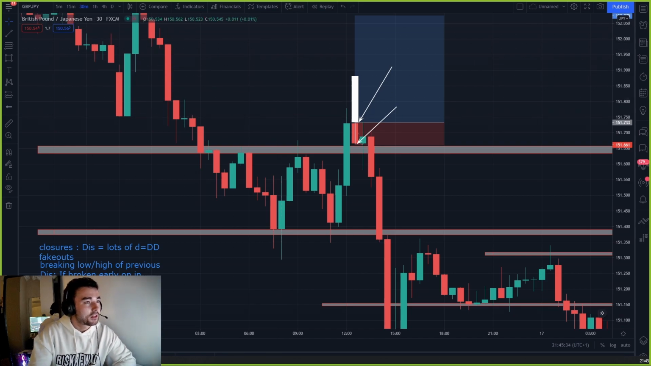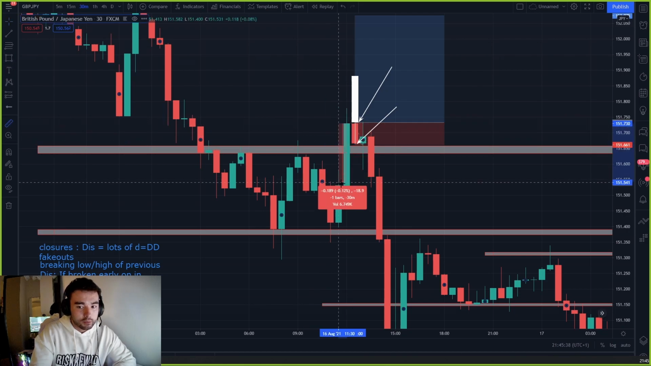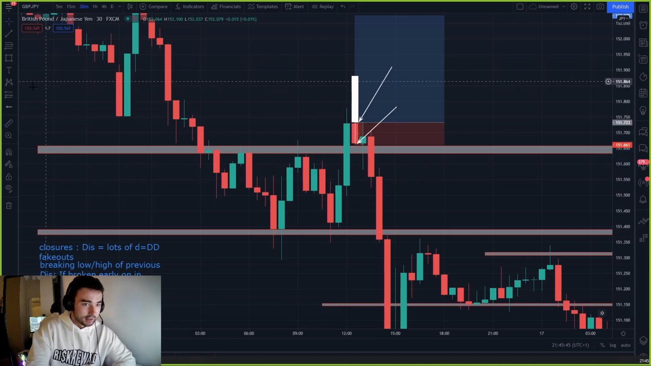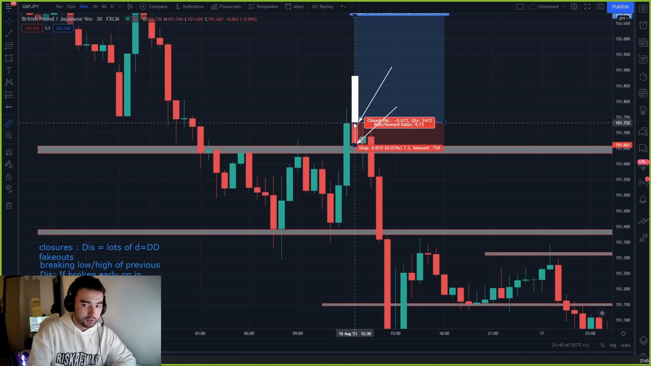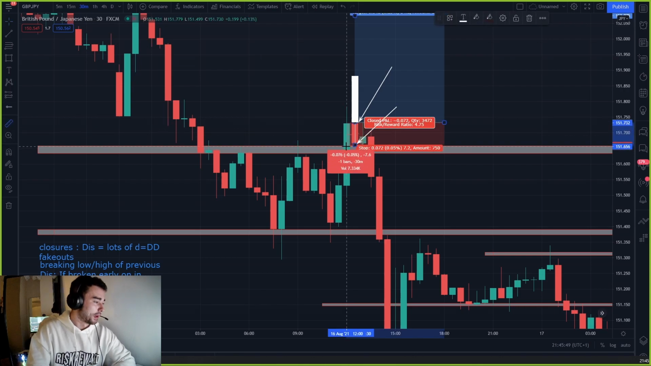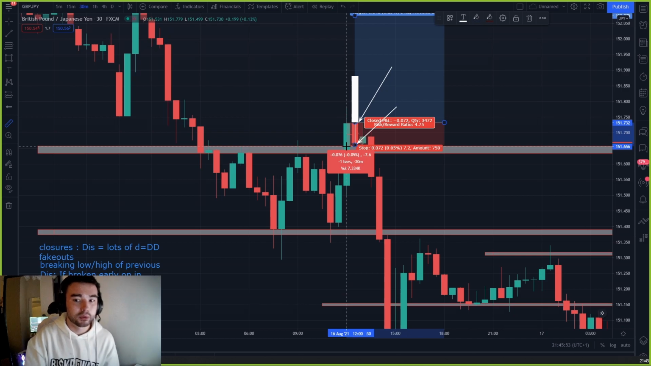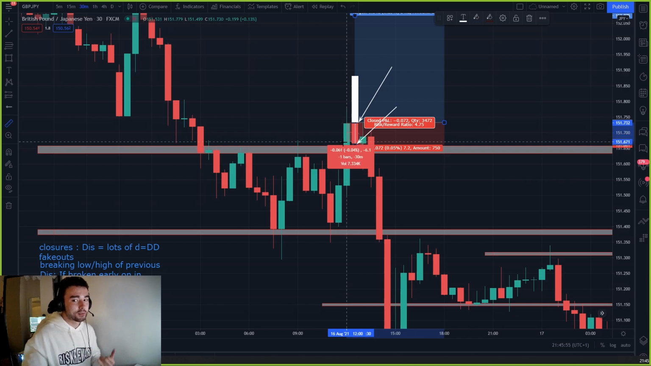So people who have got in on the closures right here would probably have a 22, 23 pip stop loss. This is on the 30-minute. There's maybe a 15-minute here, which is about 15 pips. Now, my stop loss in this case would be 7 pips, okay? But it's the same process, okay? It's the same process, but the thing is, I'm waiting for the candle to flip to make its lower wick.